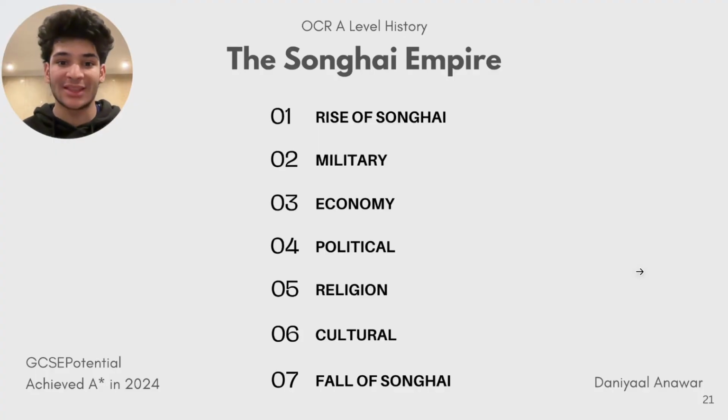The reason why I've done it in this way, as I mentioned earlier, is so it's conducive to exam technique. When you do 20 markers and even 10 markers, you want to split them up into themes, like military, economic, political. So I'm trying to make your life as easy as possible. This is exactly what I did, and it saved me. So hopefully it will save you too.